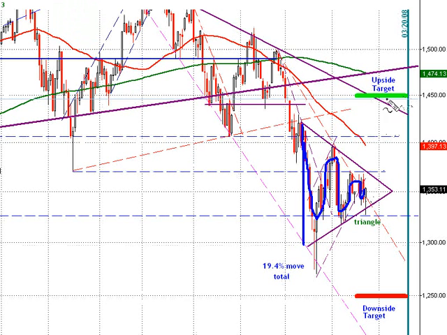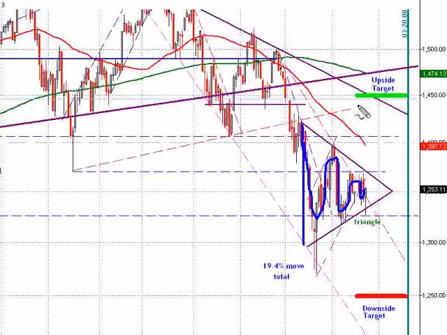So again, the upside target for this would be around 1450, and that lines up pretty well with some pretty strong overhead resistance at around 1440 on here. And the downside targets would be about 1250 or so, although I think it's going to be difficult for it to break through 1270 on the first try, which was the previous low.